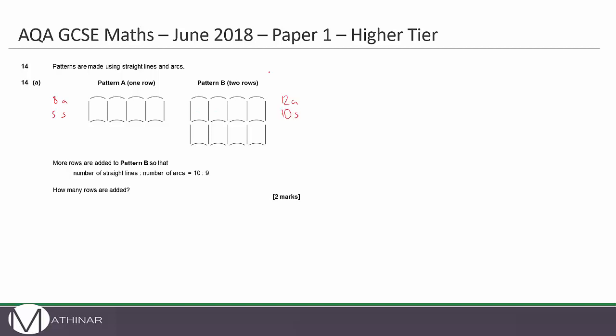More rows are added to pattern B so that the number of straight lines to the number of arcs is in the ratio of 10 to 9. Right, so I can think of two ways to do this. So let's do the first one. Let's call this method 1.